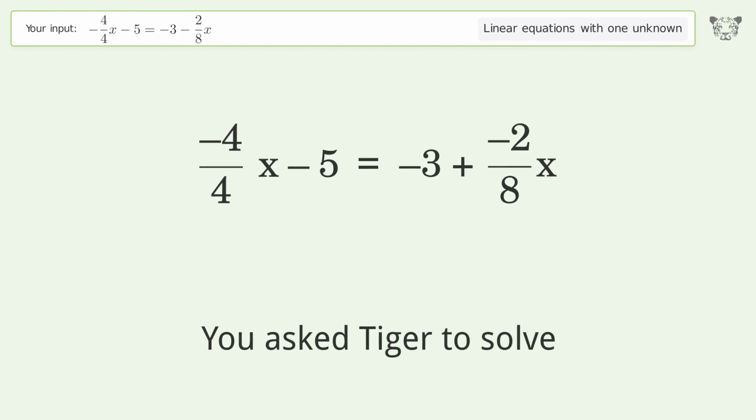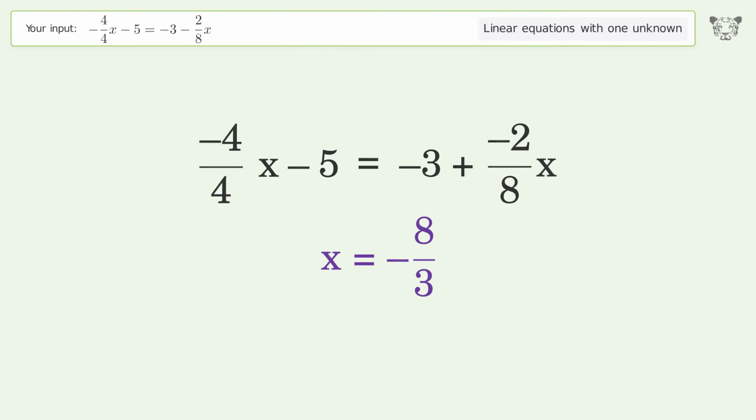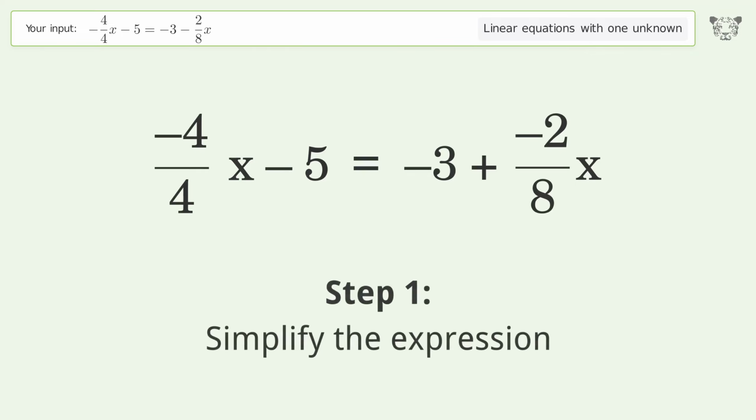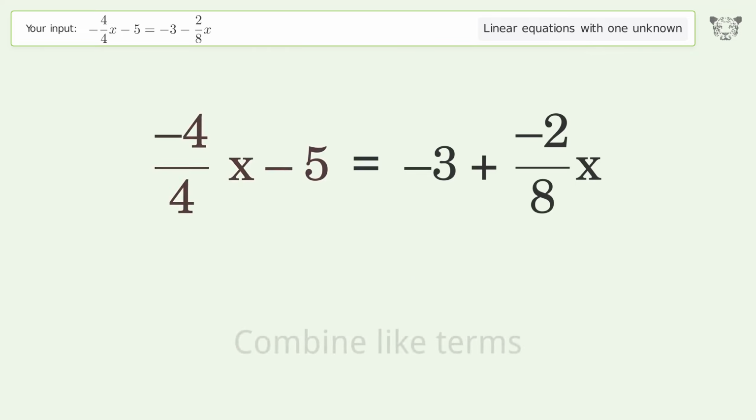You ask Tiger to solve. This deals with linear equations with one unknown. The final result is x equals -8/3. Let's solve it step by step. Simplify the expression. Combine like terms.